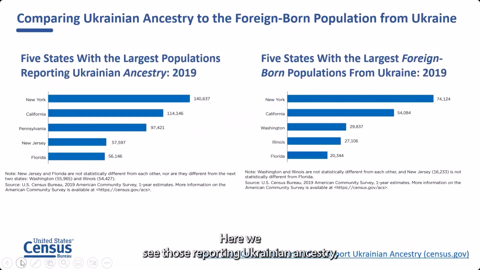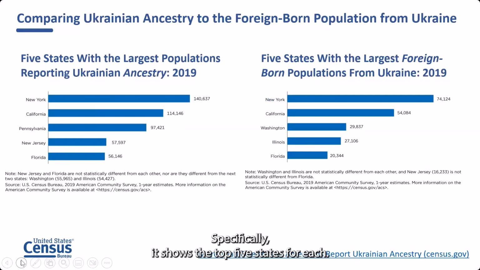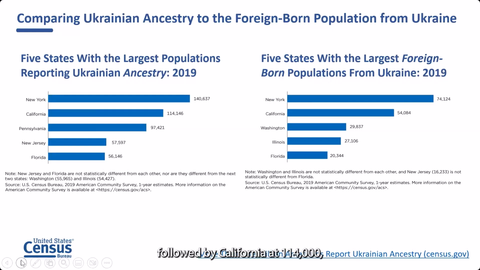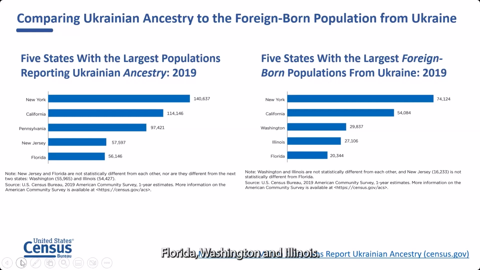Here we see those reporting Ukrainian ancestry as well as the foreign-born population from Ukraine. Specifically, it shows the top 5 states for each. On the first bar chart on the left, you'll see that New York has the highest number of people who reported Ukrainian ancestry at over 140,000, followed by California at 114,000 and Pennsylvania at 97,000. There were also 50,000 or more people with Ukrainian ancestry in New Jersey, Florida, Washington, and Illinois.